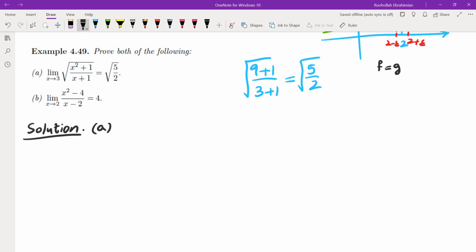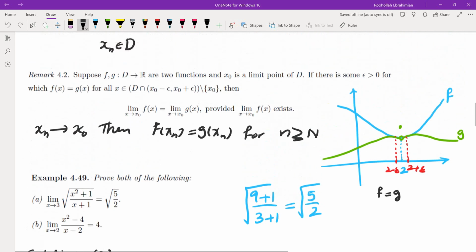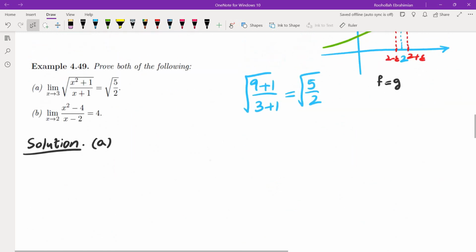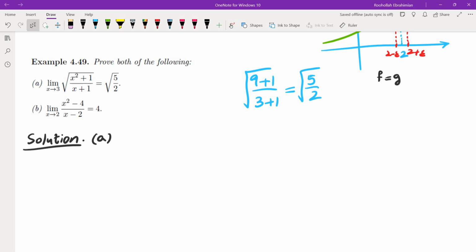Why can we plug in the value? And the reason is exactly what we have in remark 4.1. It tells you that if your function is continuous, then all you need to do in order to find the limit is to plug in the value, sometimes called the substitution principle. Okay, so we're going to go ahead and show that this function is continuous. X squared plus 1 over x plus 1 is continuous. And why is that continuous? Because it's a rational function. And then its square root is also continuous because the square root of x is continuous, something we proved earlier.